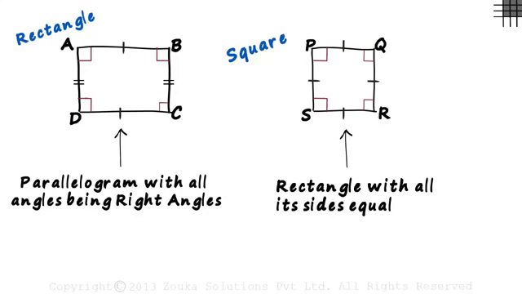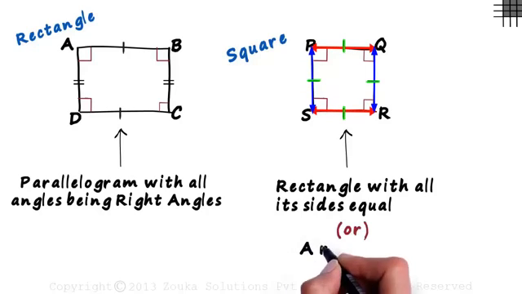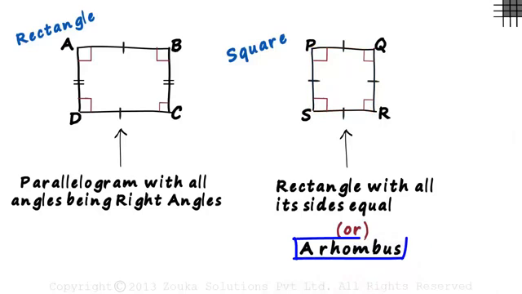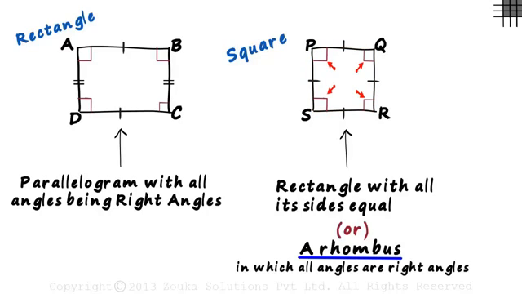But wait, in a square, the opposite sides are parallel, so it is a parallelogram. All its sides are also equal, so it's also a rhombus. Again, what is a rhombus? It is a quadrilateral with all its sides equal and opposite sides parallel to each other. But how is the square different from a normal rhombus? It is a rhombus in which all angles are right angles. Next, we will review all the types of quadrilaterals and how they are related to each other.